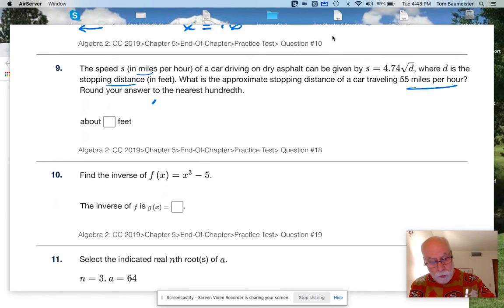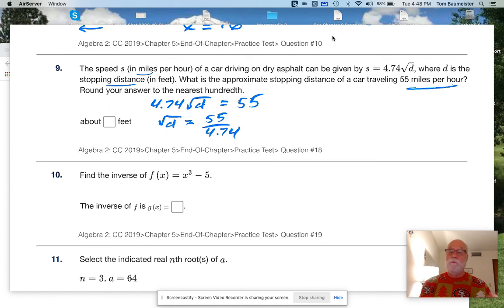So now what we're going to be saying here is 4.74 times the square root of d is equal to 55. Now I have to get d by itself, so the square root of d is equal to 55 divided by 4.74. And you can plug that in your calculator if you want, or you can always wait until the end. Again, how do I get rid of a square root? I would square both sides.